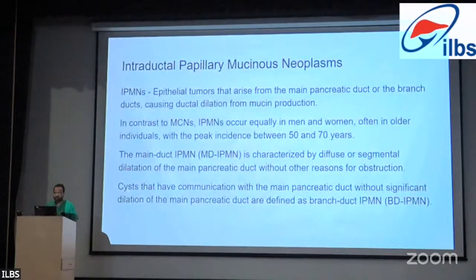Now coming to IPMNs. IPMNs are epithelial tumors which arise from the MPD or the branch ducts, causing duct dilation from mucin production.